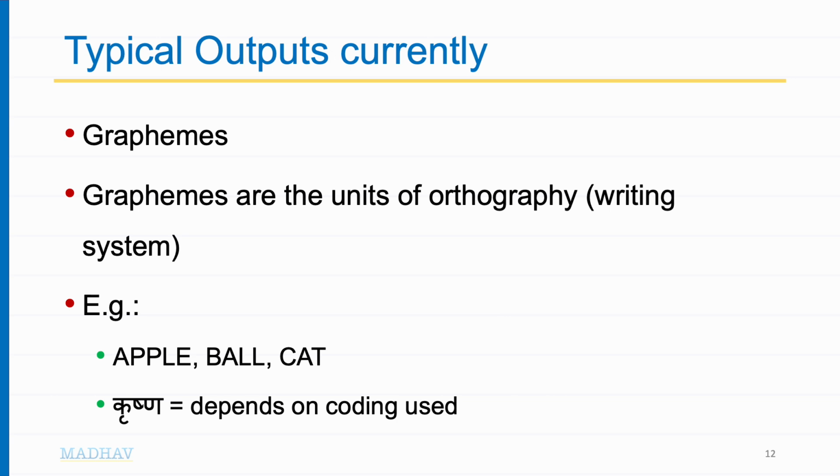Okay, another output could be, forget about phones, forget about phonemes, forget about syllables, it could be simply the graphemes. Why graphemes? What are graphemes? They are the units of orthography. That's how you write. For example, you write apple as A-P-P-L-E, and these are your graphemes. This is your orthography. Orthography means writing system. Language is not written, language is spoken. But writing is an approximation to that spoken language, right? And it misses much information. For example, where are you going? Where are you going?